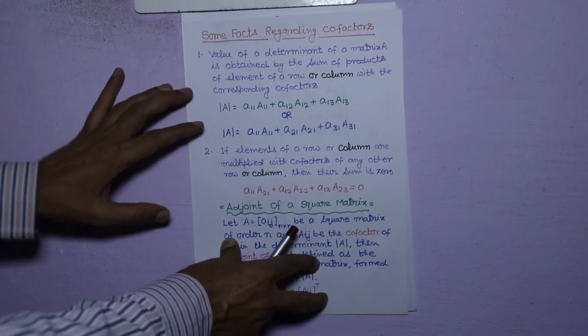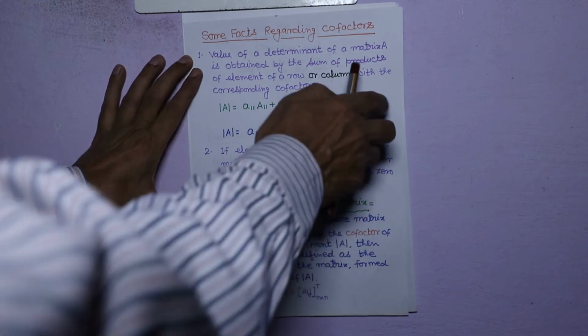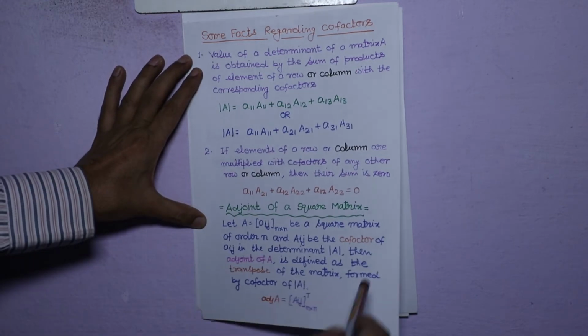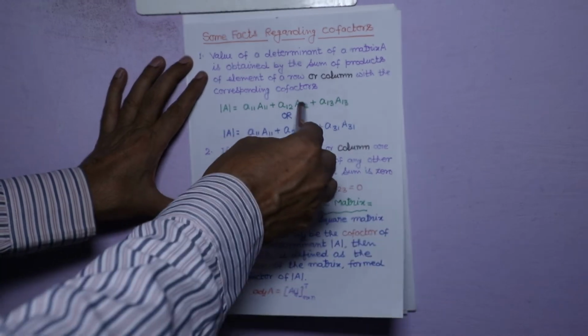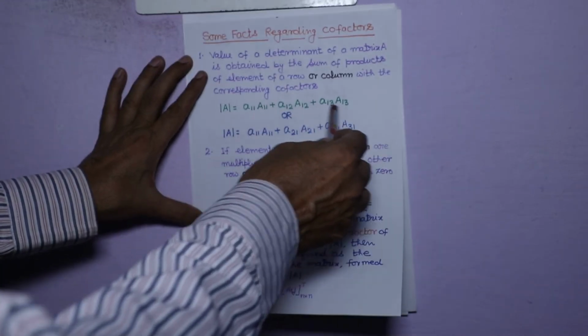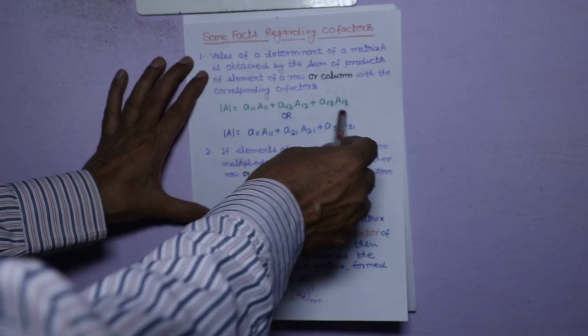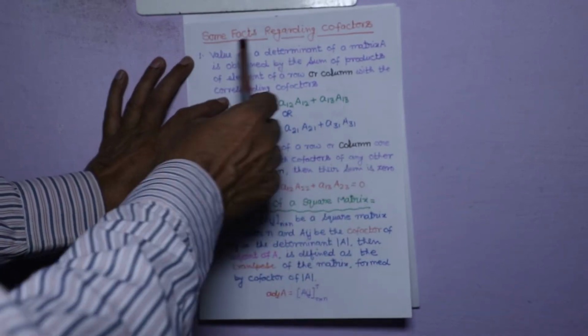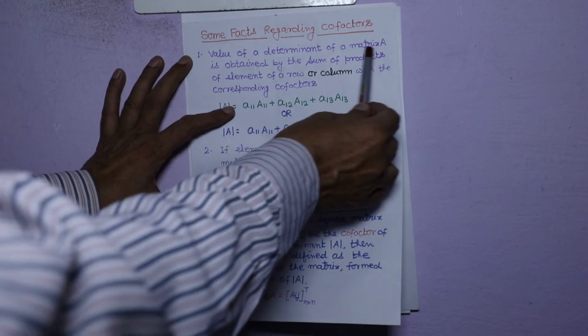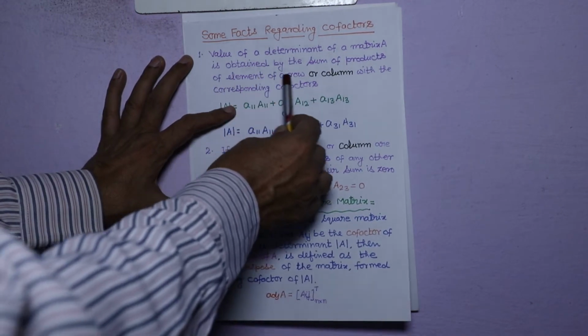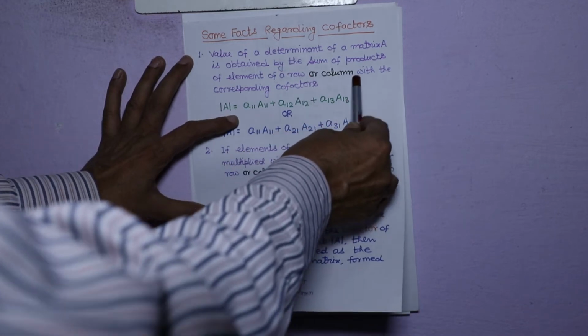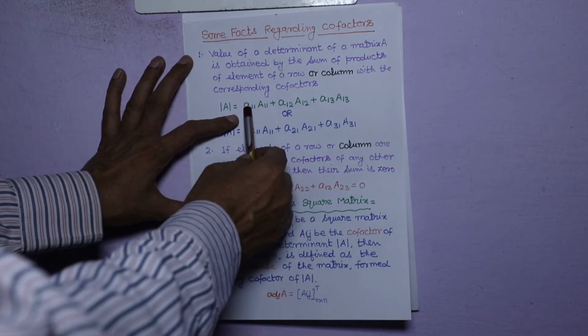There are some facts regarding the cofactor. To expand a determinant we use cofactors. If the cofactors of the same row are multiplied with the corresponding elements, then we get the value of the determinant. The value of the determinant of a matrix A is obtained by the sum of the products of the elements of a row or column with the corresponding cofactors.